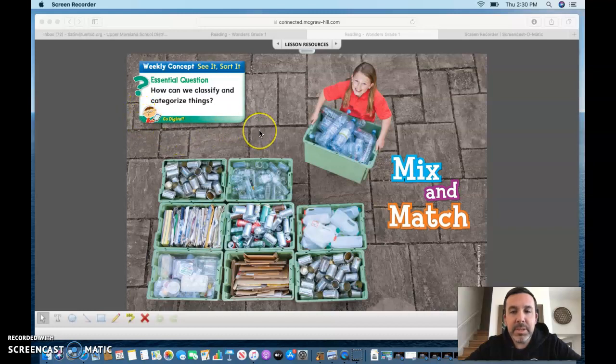And if you take a look at the picture entitled Mix and Match, you see the little girl, and she is organizing, classifying, and sorting her recycling. You see the plastic, you see the cans and the paper, all sorted and classified. Think about the ways we have sorted and classified things in our classroom in the past. I remember doing that with shapes and shapes attributes, which we'll talk about later in math. I remember doing that with solids in science class. So think about those things as we go through our lesson today.